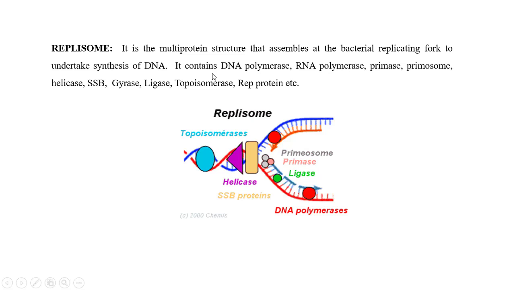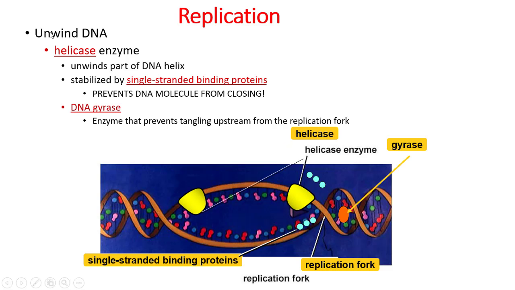So during that open complex formation, it recruits other enzymes and proteins, namely DNA polymerase, RNA polymerase, primase, primosome, helicase, SSB, DNA gyrase, DNA ligase, topoisomerase and Rep protein, all assembled to form a complex called a replisome. So the steps are: helicase unbinds the DNA, SSB prevents the re-annealing, and gyrase relaxes the strain.